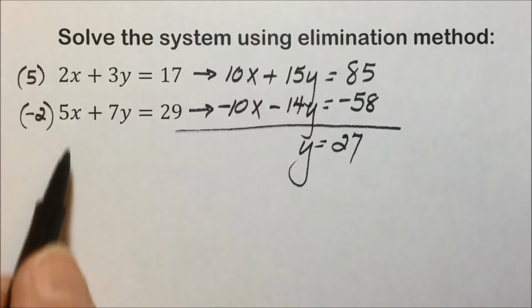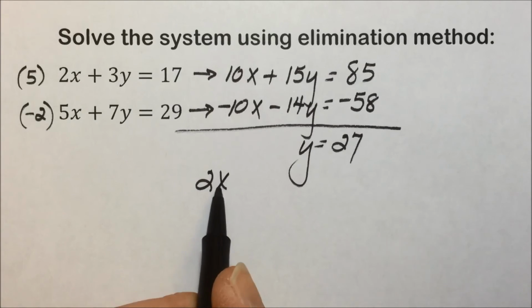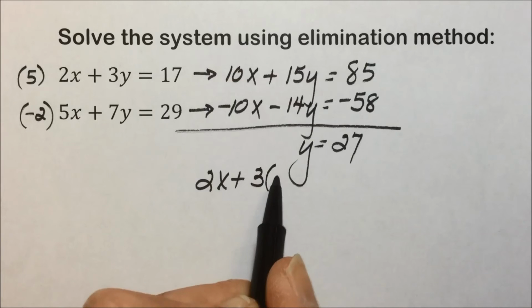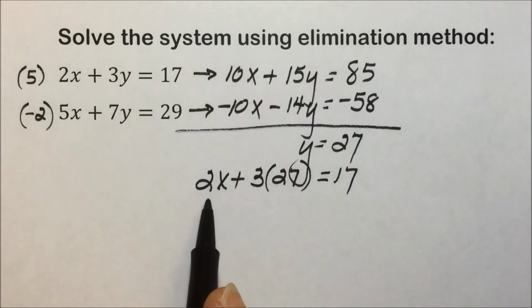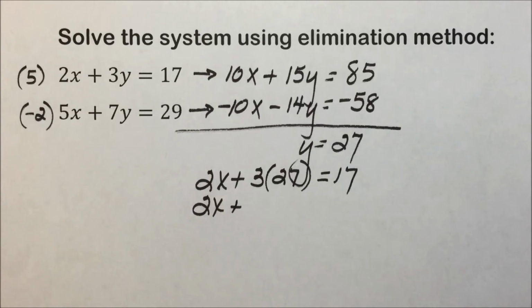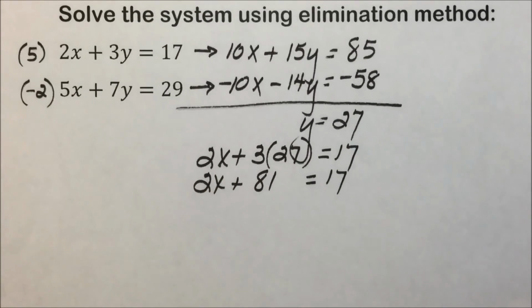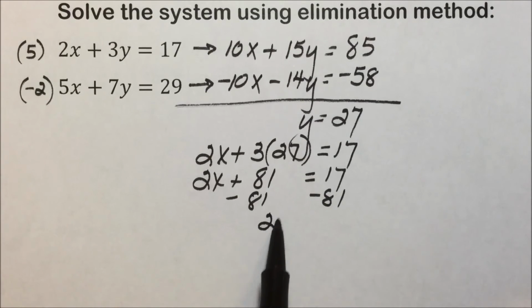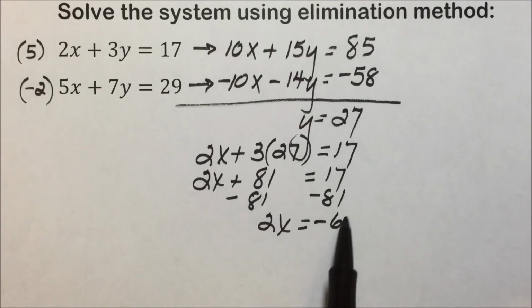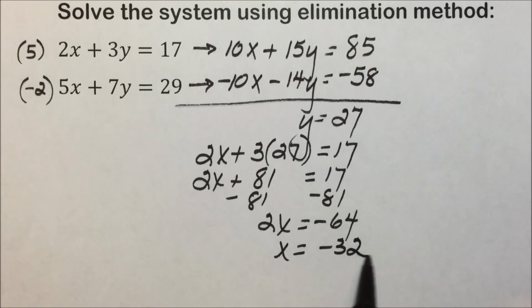We can plug it into either one of the equations. I like smaller values, so let's do the first equation. 2 times x, which we don't know, plus 3 times y, we found to be 27, is equal to 17. Simplifying, 3 times 27 results in 81. And solving for the variable, we'll subtract an 81 from each side. That leaves a 2x is equal to a -64 when you take 17 minus 81. And last, divide both sides by 2, ends up with a -32.